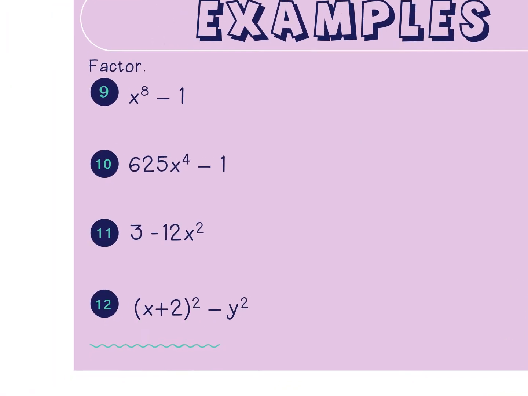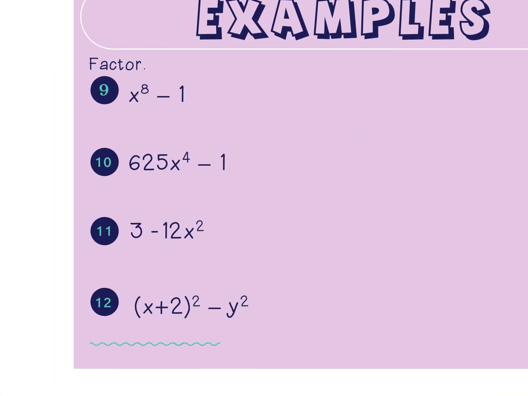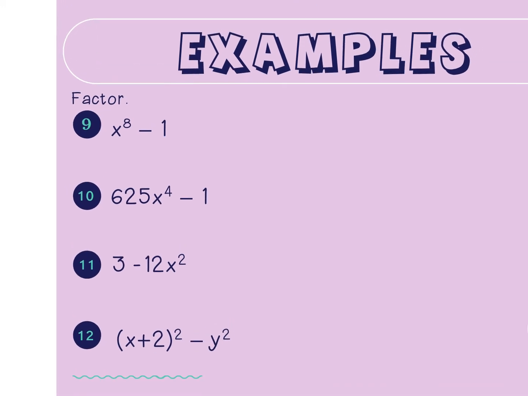All right, next one. Now, when you have an exponent that's even on this variable, it's still a perfect square. So x to the 8th is still a perfect square, and so is 1, because 1 times 1 is 1. Now, whenever you have powers that are bigger than 2, chances are you're going to have to keep factoring. It's not going to be a single two binomials. So for example, x to the 8th minus 1.